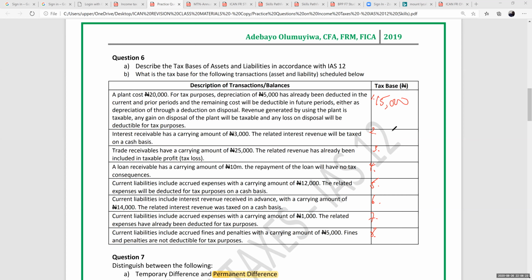Question 2, nil. Question 2 is what? Nil or 0? Nil. Question 3. Question 3, 25,000.